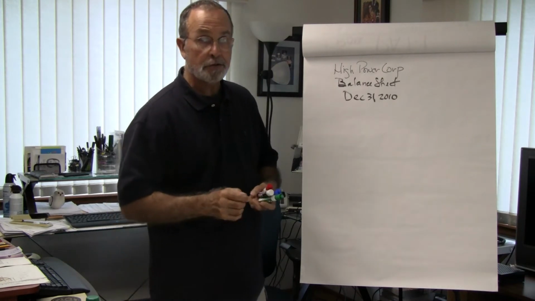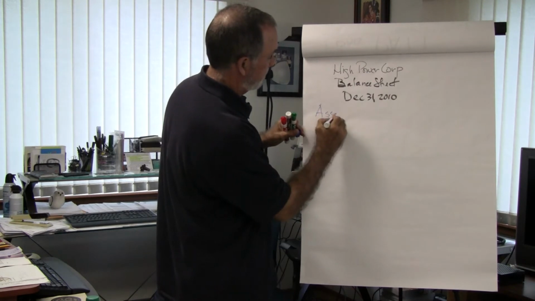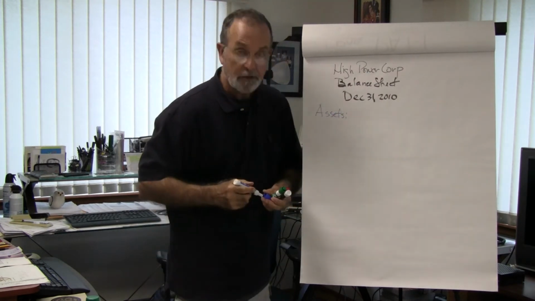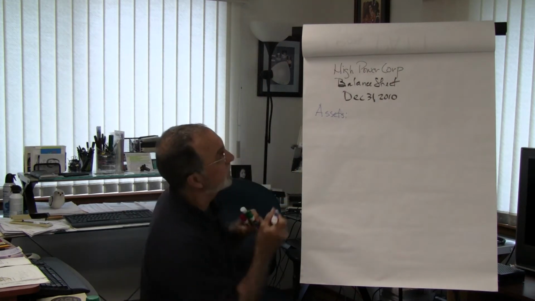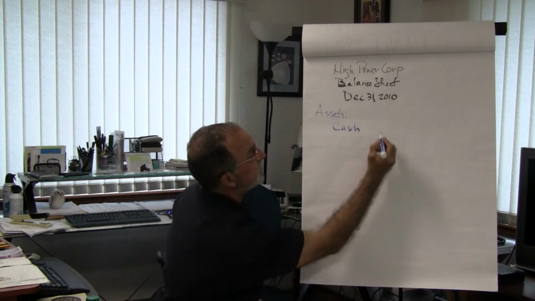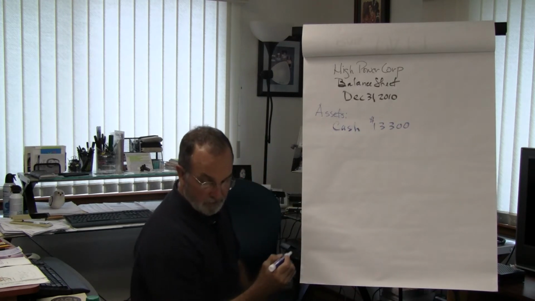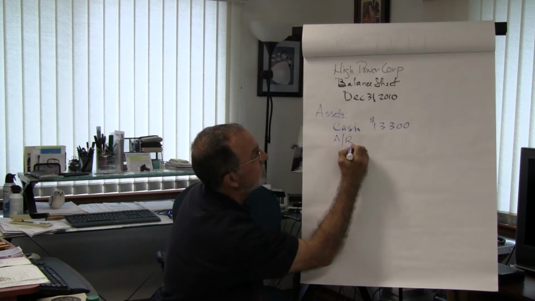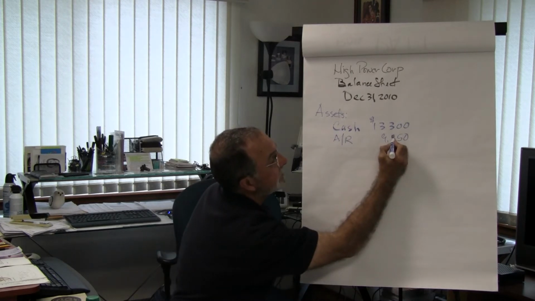Our balance sheet shows assets, and we take those assets from the information provided in the problem. We have cash of 13.3. We have accounts receivable of, I'm sorry, that's 9,550.